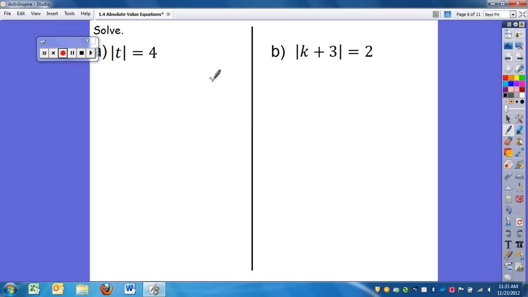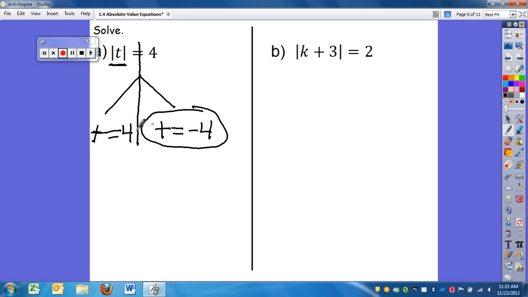Alright, so now we're going to do some examples to put in your notes. In this one I have the absolute value of t equals 4. The absolute value of t is already isolated by itself, so I'm allowed to do my two equations. I'm going to have t equals 4, and then I need the negative distance, so t equals negative 4. Notice both of these are my solutions. If I would plug both of these in, they would come out to be true statements.